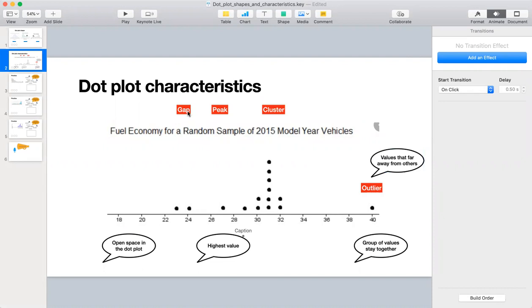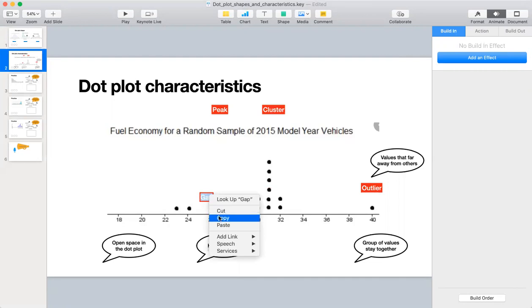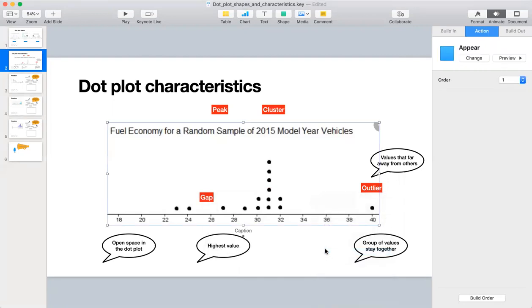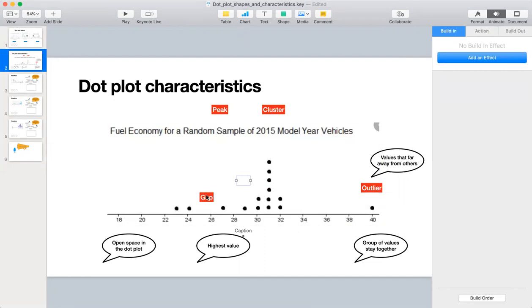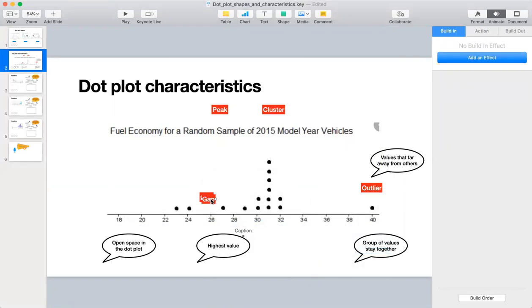Next one is gap. We have a couple of gaps in here. We have one gap right here, and then we have one gap from 32 to 40. So I'm going to copy and paste this gap. Copy and paste. I didn't do it successfully, so I'm going to do it again. Copy again and paste. Okay, here we go. So we have two gaps.